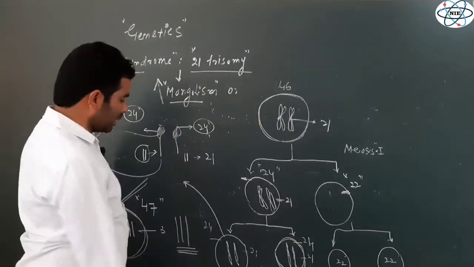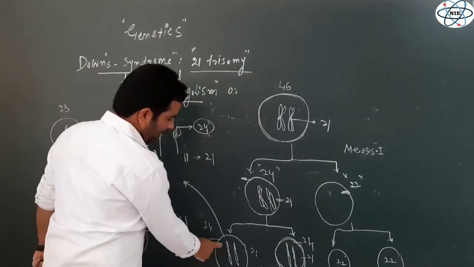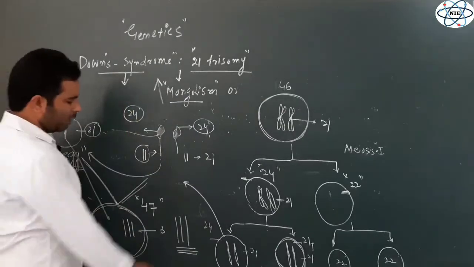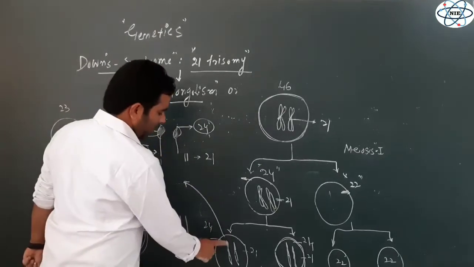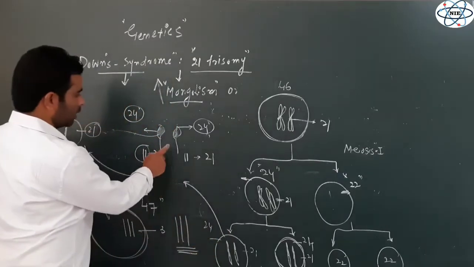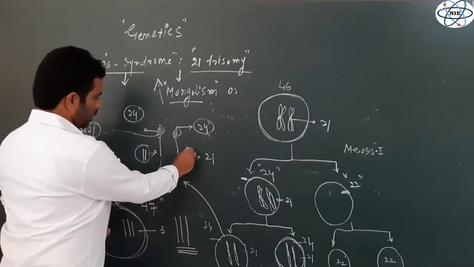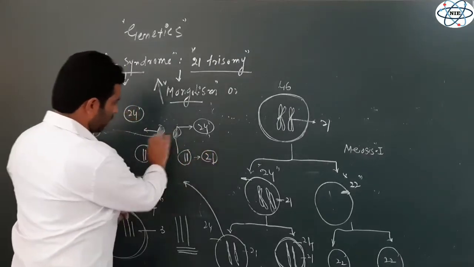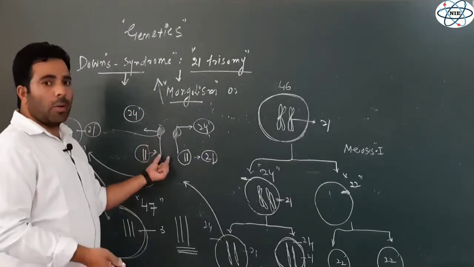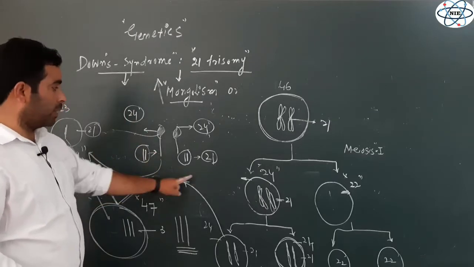Now we are supposing that, for example, if this cell will develop into a sperm, it can also develop into an egg. That is also the case, right? So for example, let's say this cell will divide into the sperm. Now this sperm is having an extra copy of 21. Sperms are haploid. They should have 1 copy of each chromosome, but they have 2 copies of 21.